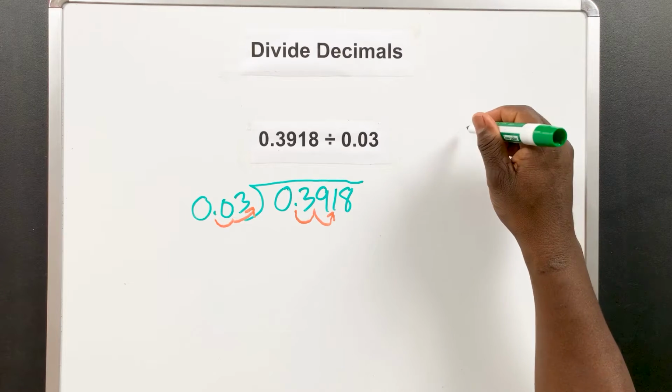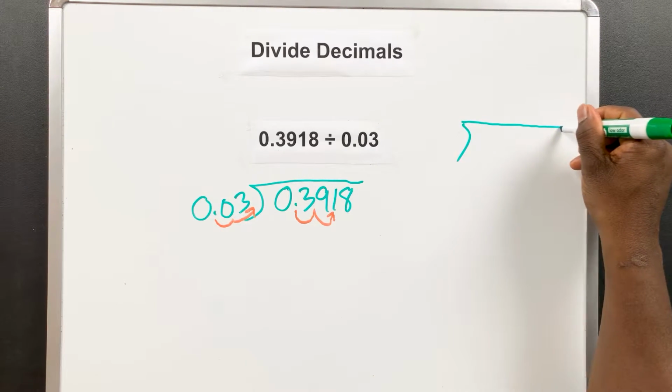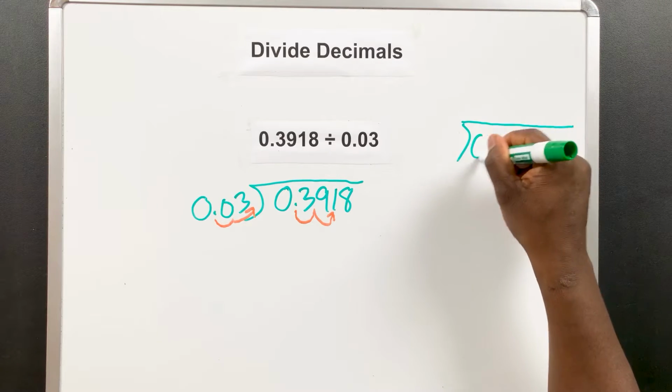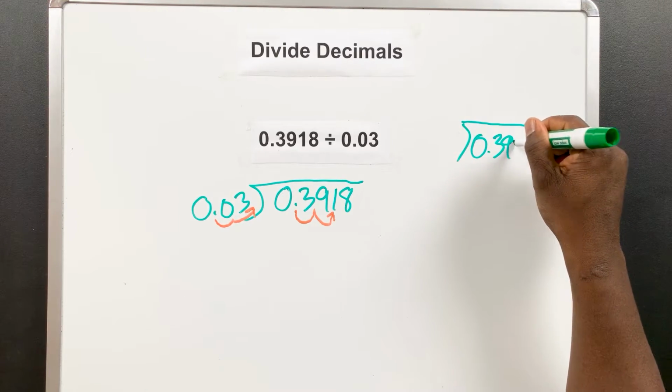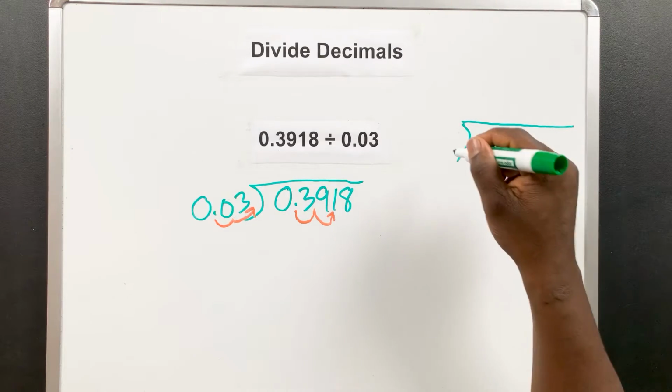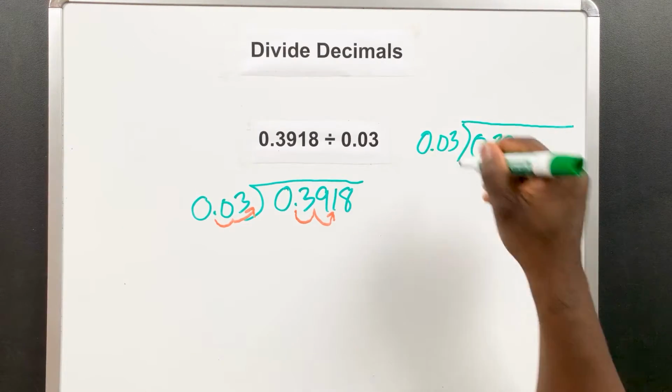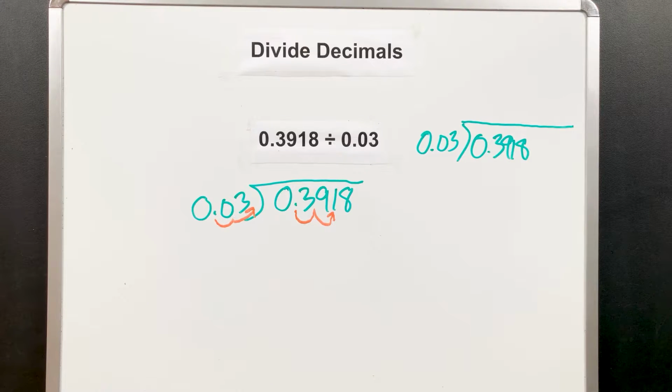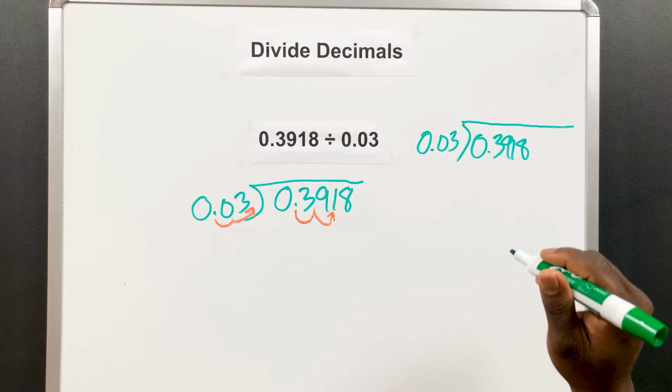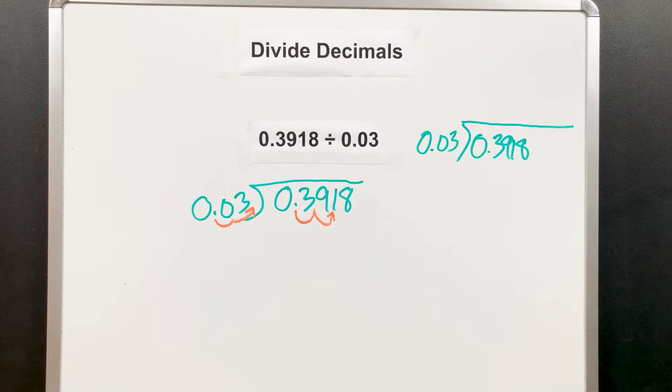So I'm going to go ahead and write the division symbol first. We have 0.3918, and that is divided by 0.03. All right, let's go ahead and perform our division. I want to see if I put an error in there, and I want to see if you can catch that error. Usually students will make this error. Can you see it? There's an error over here, but I put that there on purpose.